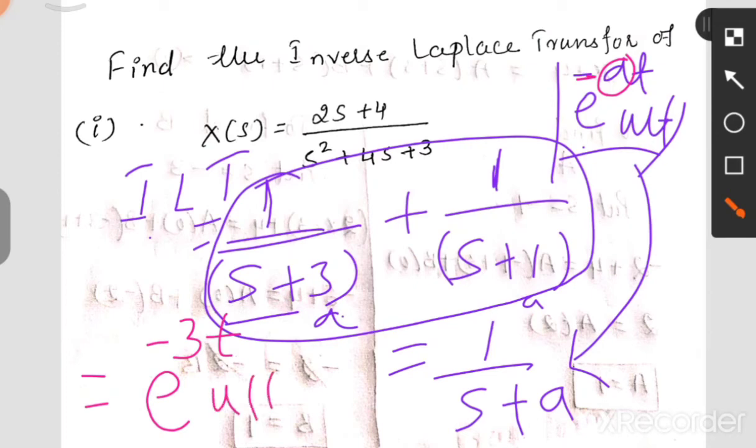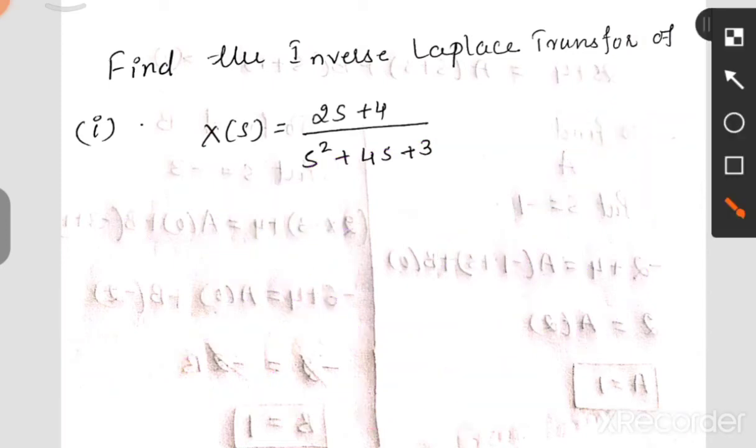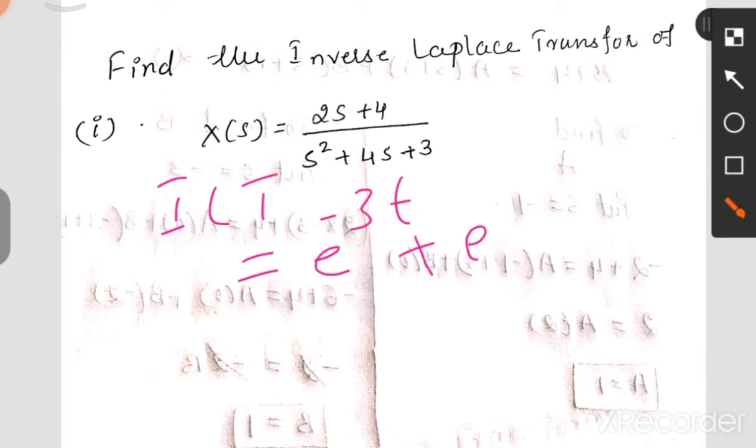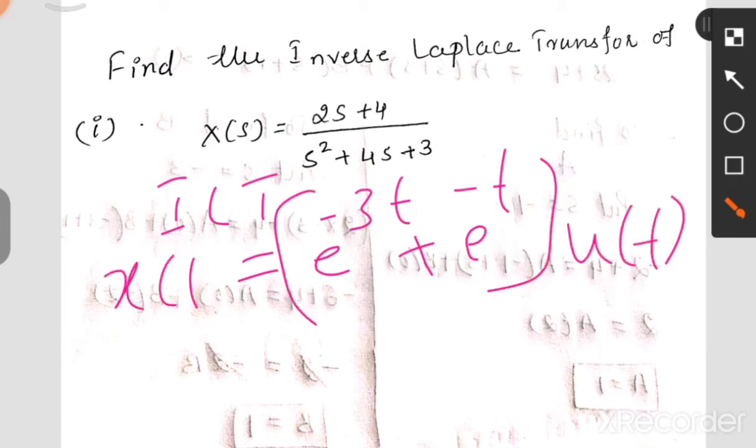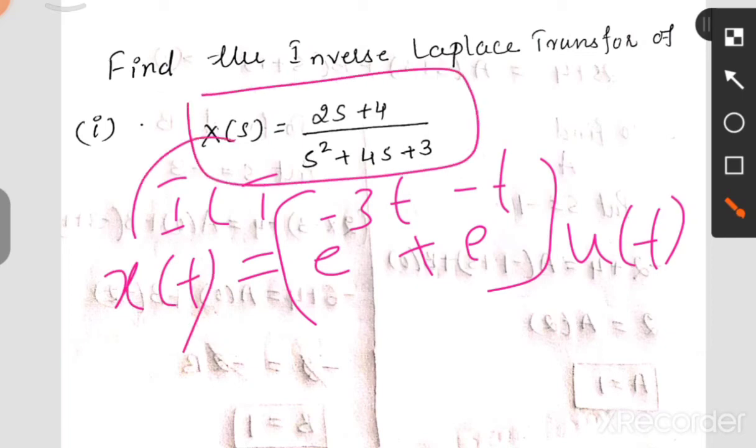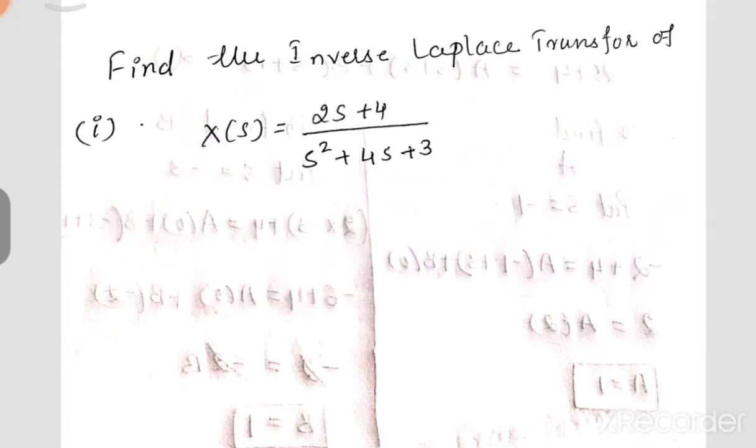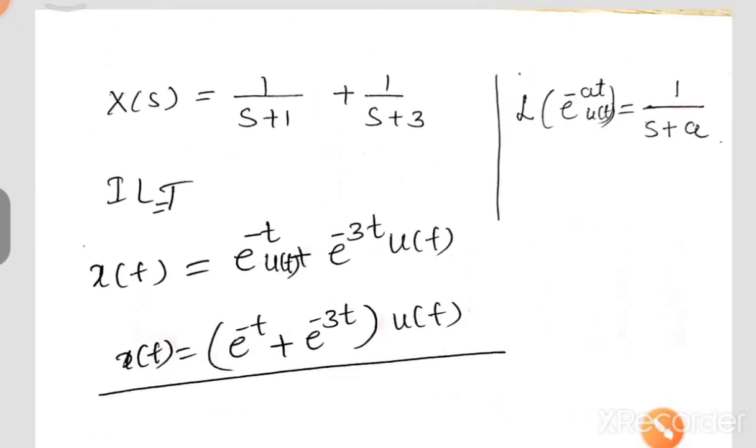minus 3t u of t, plus 1 divided by (s plus 1), where the a value is 1, therefore it is e raised to minus 1t into u of t. So the inverse Laplace transformation will be e raised to minus 3t plus e raised to minus t, then u of t you can take outside. So this is x of t, where x of s is this, and when you take the inverse Laplace transformation, x of t is e raised to minus 3t plus e raised to minus t, times u of t.